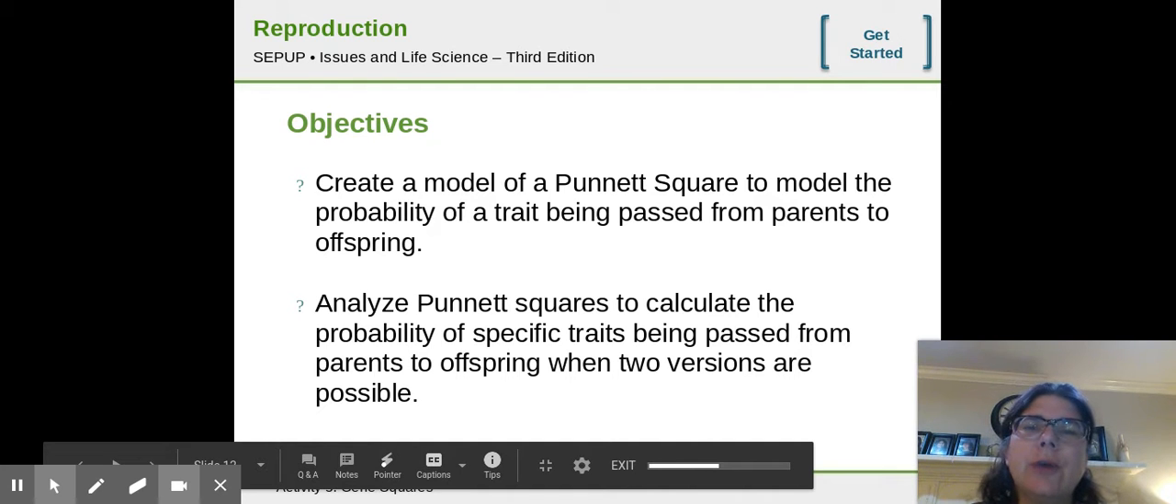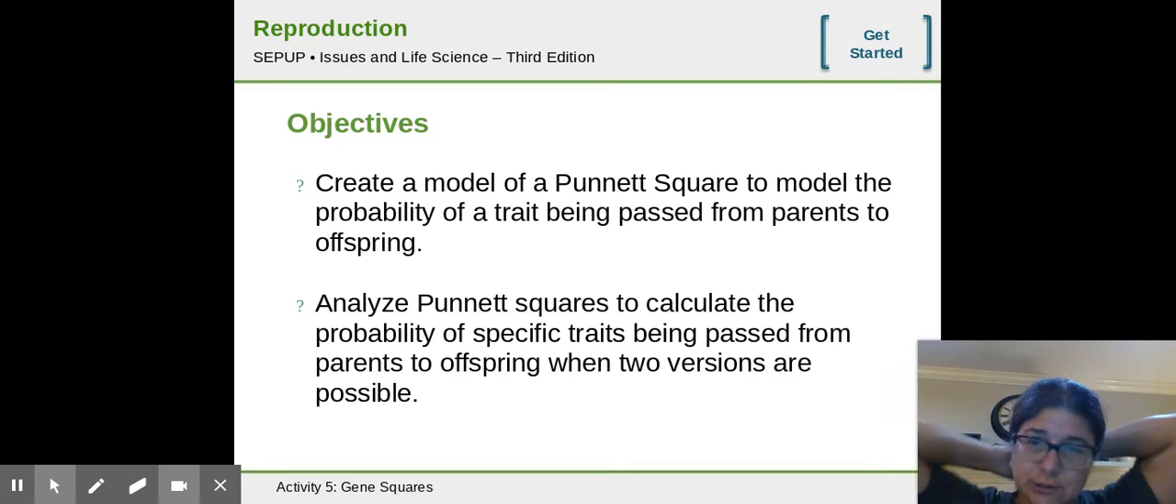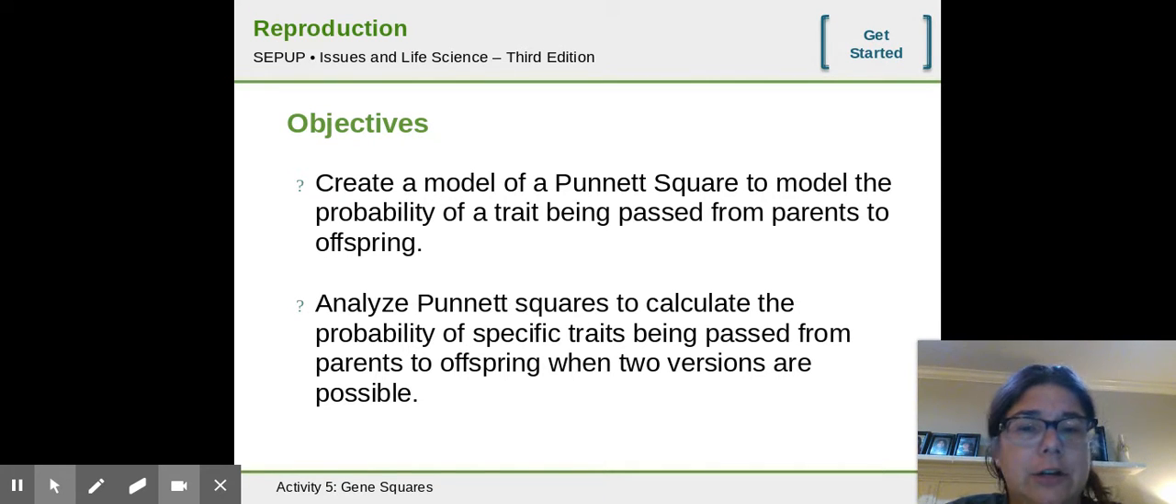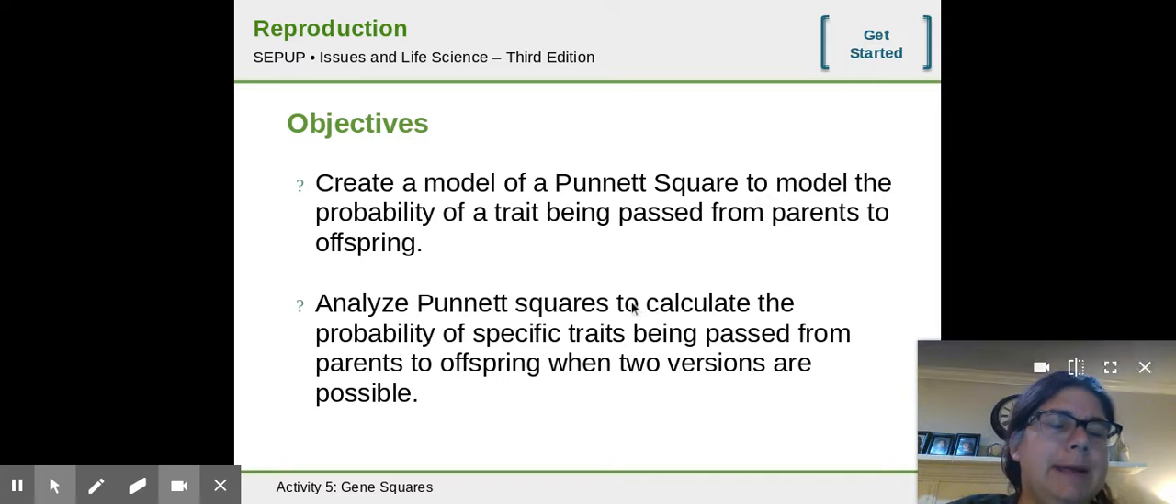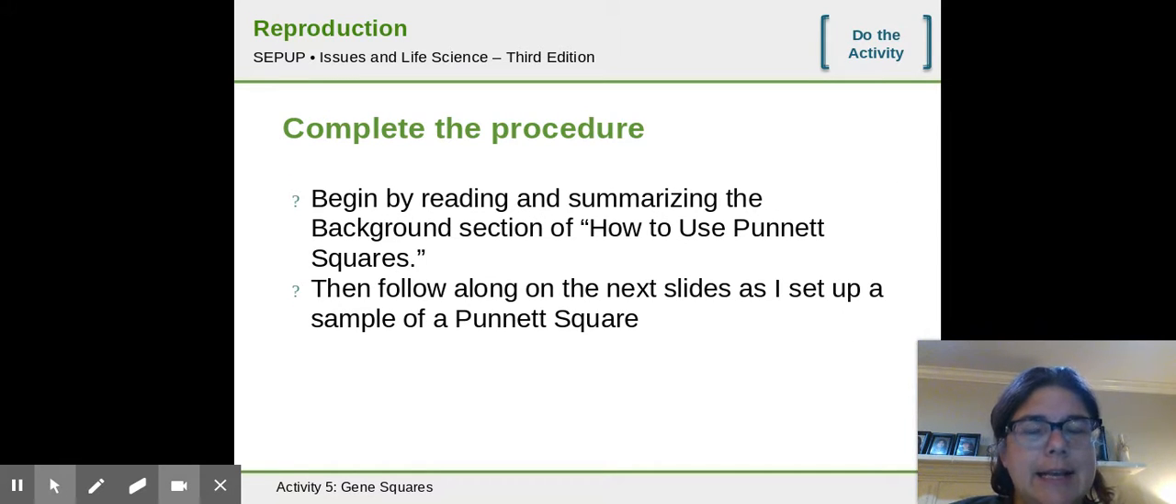Okay, so now we are ready to get started with activity 5 and complete the procedure. Before we move on though, just a reminder, the objectives by the time we're done with the procedure and answering the questions are that we can create a model of a Punnett square, and we're also going to be analyzing it. We're going to try to understand the information there to calculate the probability of specific traits being passed from parents to offspring. So two different things, creating and analyzing to determine probability.